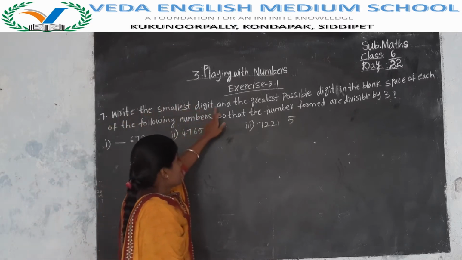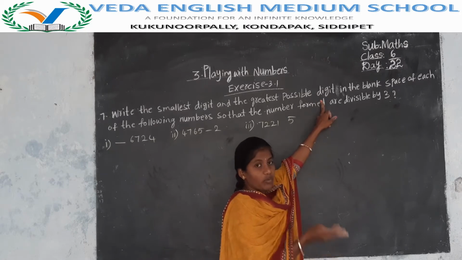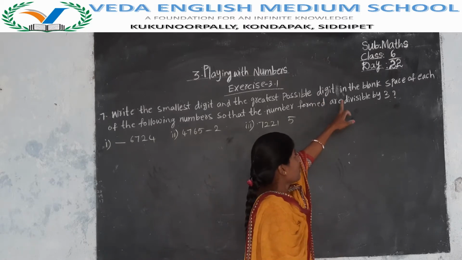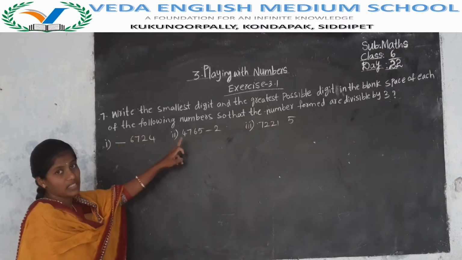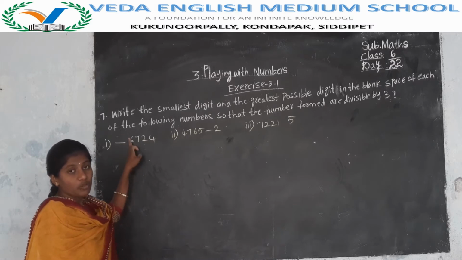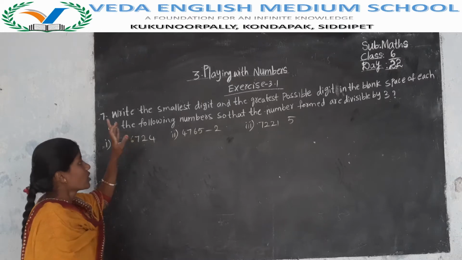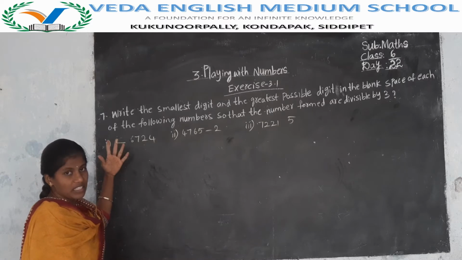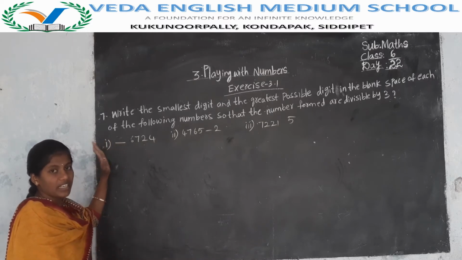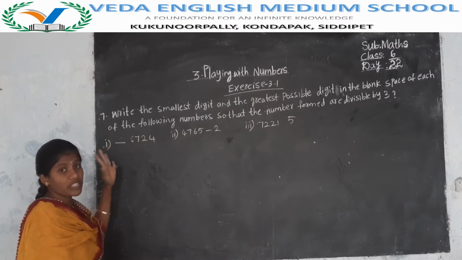Write the smallest digit and the greatest possible digit. We have to write both the smaller digit and the greater digit in the blank space of each of the following. They have given these blanks, and in those blanks we have to write the smallest and the greatest possible digits, not all, only possible digits. So we are writing one possible greatest number and one possible smallest number. After writing, the formed number should be divisible by 3.